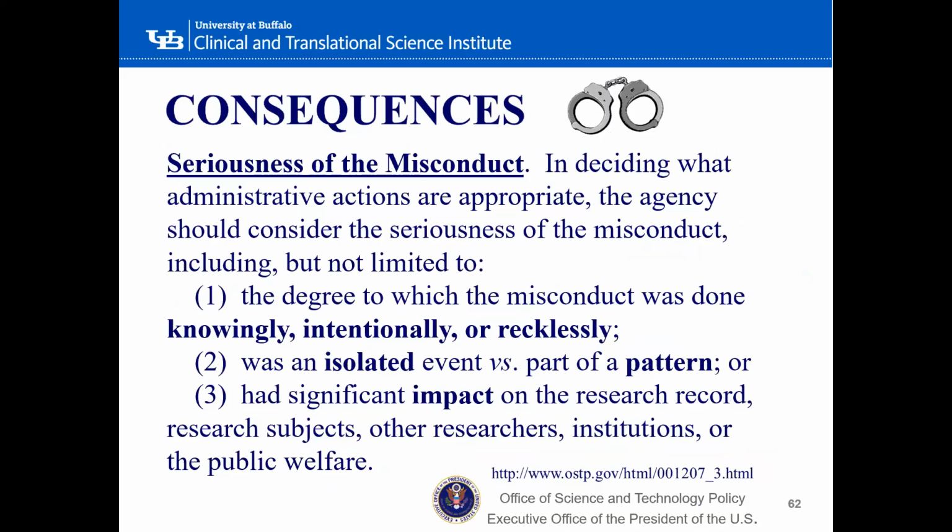So what are the consequences? Well, it depends on several things. It depends on whether or not misconduct was done knowingly, intentionally, or recklessly, or whether or not it was an isolated case, or whether it's a part of a pattern of misconduct. And three, whether or not there was significant impact on the research record, research subjects, other researchers, institutions, or the public welfare.